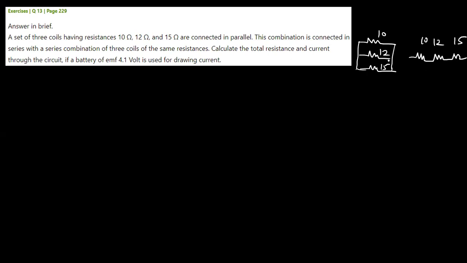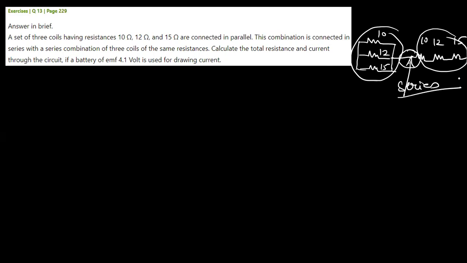Now these two combinations are connected in series, so just join these 2 lines. That's it. Just join these 2 particular circuits in series. That completes your diagram. Now reread the question if you want. The combination is connected in series with a series combination of the 3 coils of same resistance. So this parallel combination which I have drawn is connected with this series combination. They both are connected together. That is a series combination. Right? This is your circuit diagram.